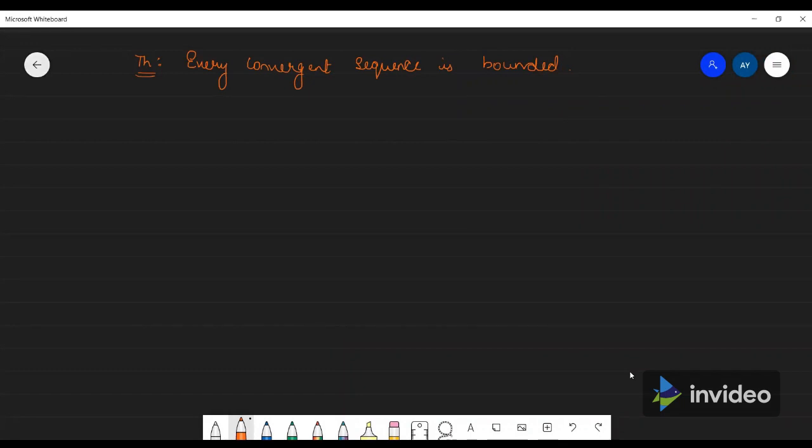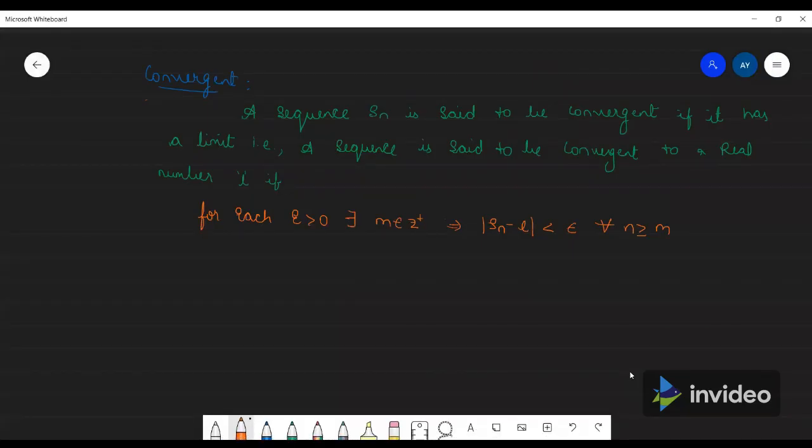Before moving on to this theorem, I would like to introduce the definition: what is a convergent sequence? A sequence Sn is said to be convergent if it has a limit. Whenever a sequence has a limit, you can tell that it is a convergent sequence. Or you can refer to it as: for each epsilon greater than 0, there exists a positive integer m such that |Sn minus L| is strictly less than epsilon for all n greater than or equal to m. Now by using this definition, we are going to prove the theorem.